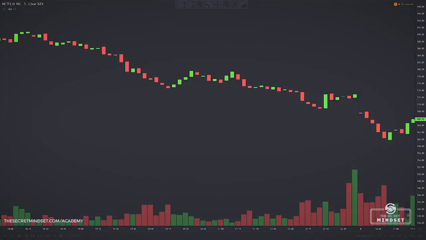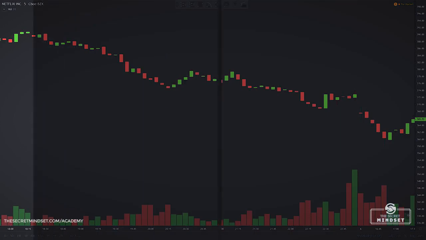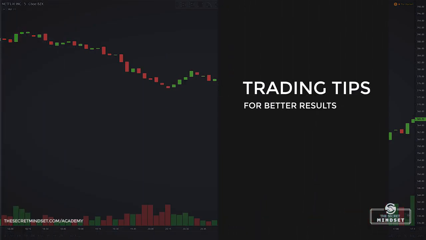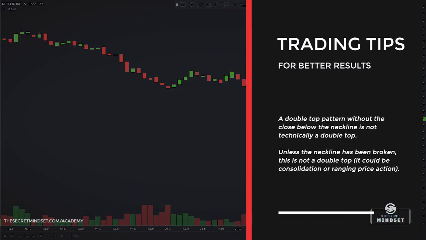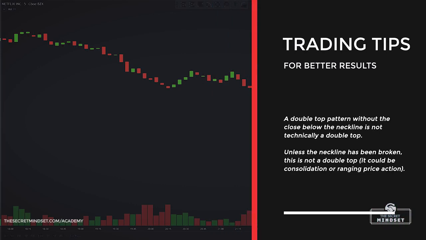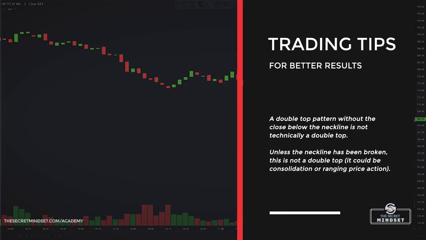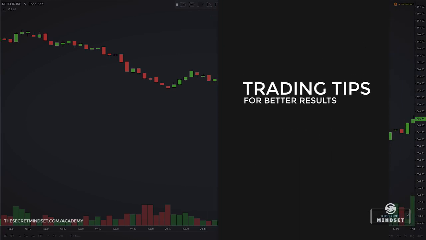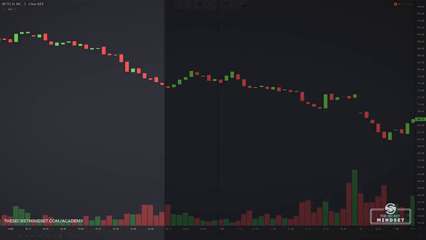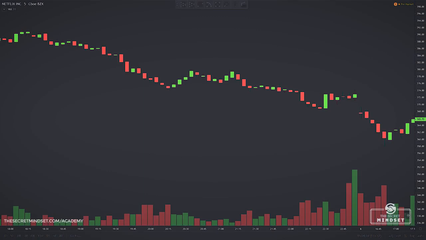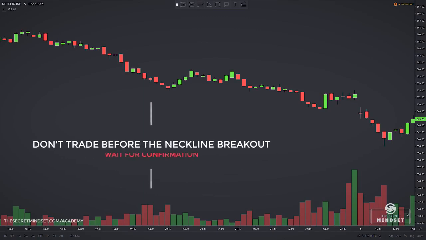Now here's a very important point. A double top pattern without the close below the neckline, it's not technically a double top. Unless the neckline has been broken, this is not a valid setup. It could be a consolidation, a ranging price action. The main thing to remember is that no double top is completed until the market closes below the neckline.